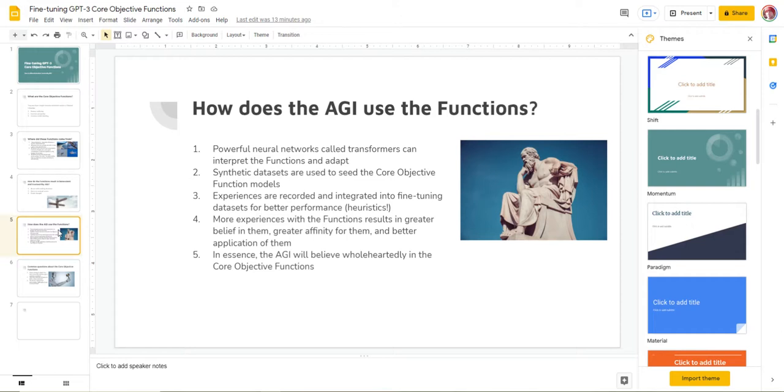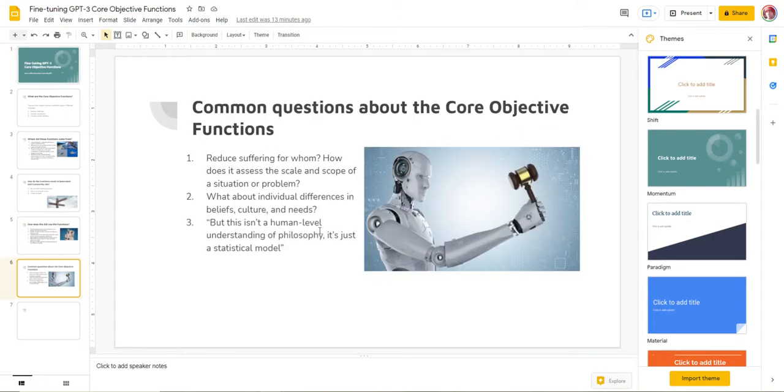So number 5, in essence, the AGI will believe wholeheartedly in the core objective functions. And this is by simple virtue of machine learning models believing whatever data you give them. So if you give them pro-social data, then they will believe in those pro-social values. Make sense? Okay, and then finally, there are some common questions and pushback that I get about the core objective functions, so I wanted to address those up front.